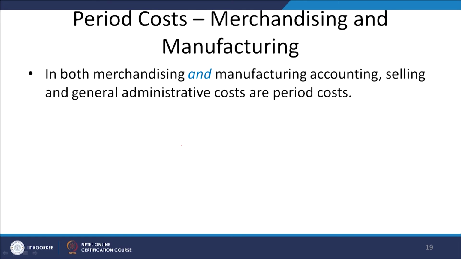You can say rent of the building, salaries of the employees, depreciation of your different office equipment, depreciation of the building if it is owned by the company itself. So, all these are the period costs. Whether you make use of these assets or you do not make use of those assets, you have to pay the cost. So, it does not make any difference.